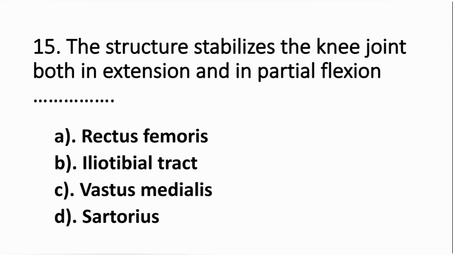Question number 15. The structure that stabilizes the knee joint both in extension and in partial flexion is: option A, rectus femoris; option B, iliotibial tract; option C, vastus medialis; option D, sartorius. The answer is option B, iliotibial tract.